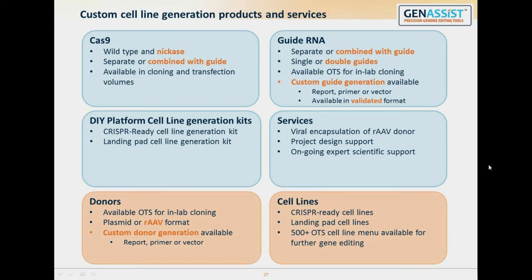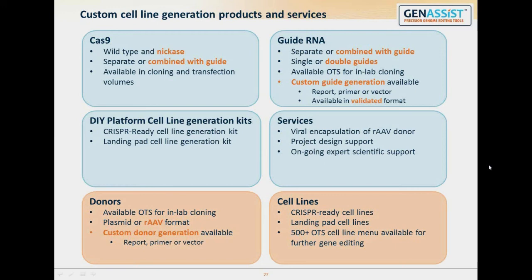On the guide RNA side, again, the plasmids are available both separately, so you can clone in yourself, or combined with Cas9. And available as single or double guides. As Eric mentioned, when you're using the nickase version of Cas9, having the dual guide system is extremely efficient and specific. So we have both of them, and they can be put on the same plasmid. Available off the shelf, and also custom guide generation is available with validation. I'll cover that a bit more in a moment.